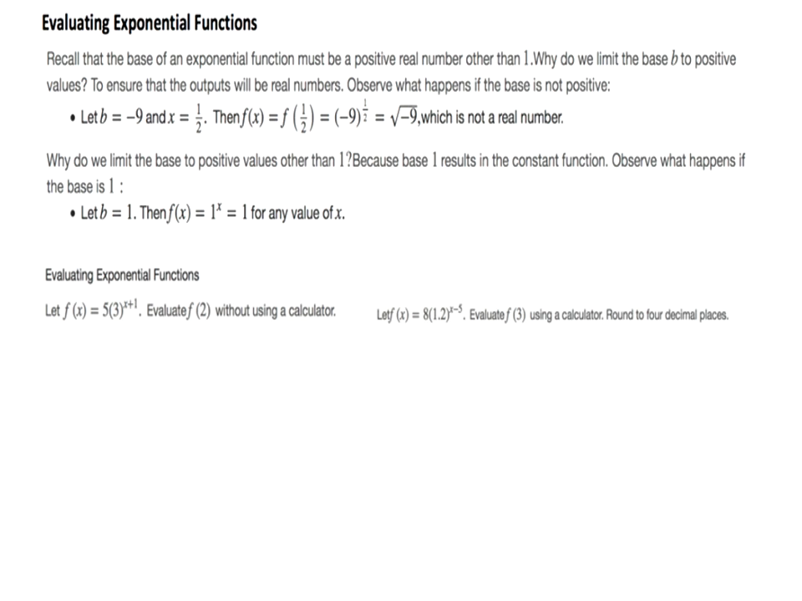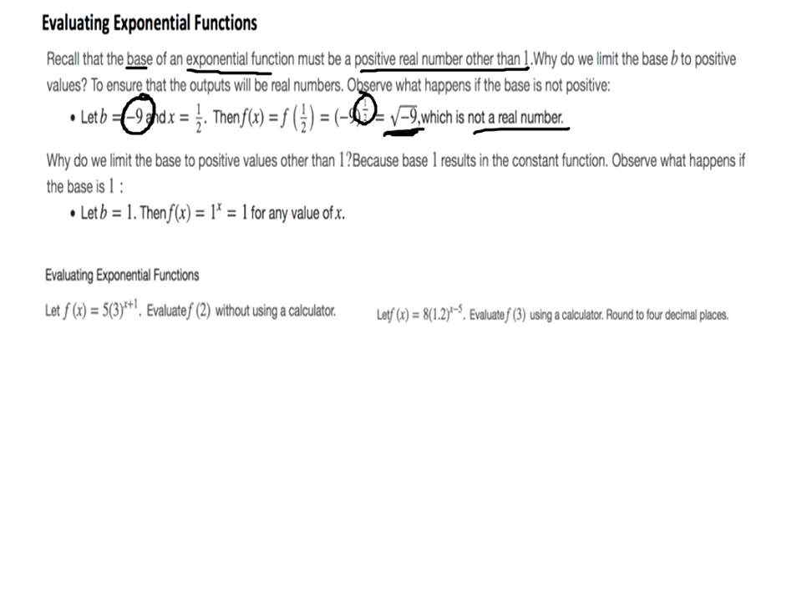Okay, so just a few things to jog your memory. Recall that the base of an exponential function must be a positive real number other than 1. So why does this have to be a positive value? Well, because if we have a negative value for B and we raise that to maybe a rational exponent, we could have the potential situation of getting a non-real number out.